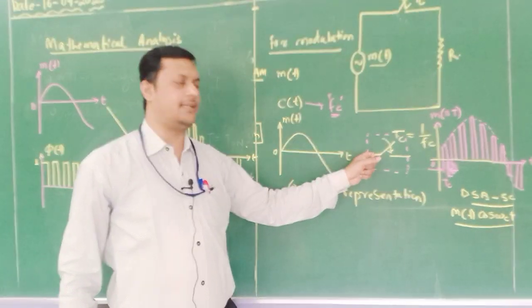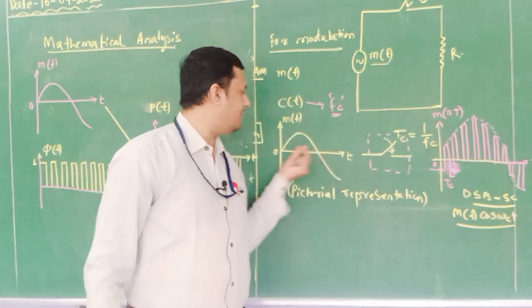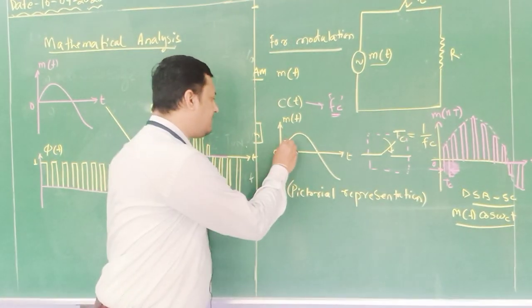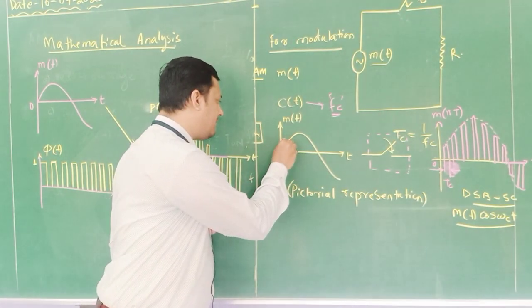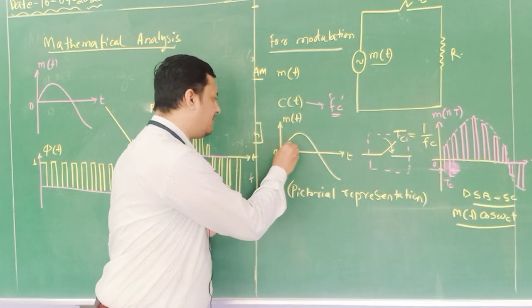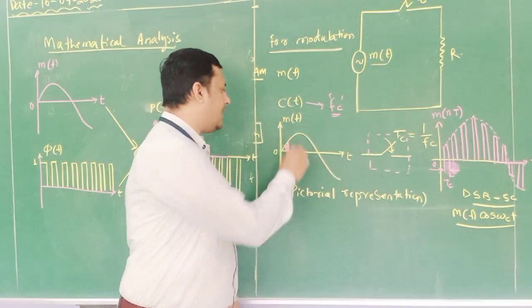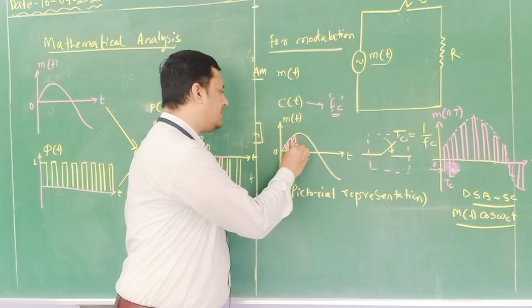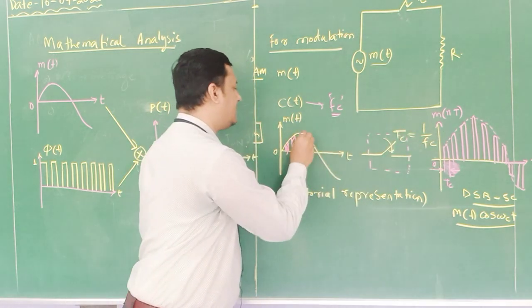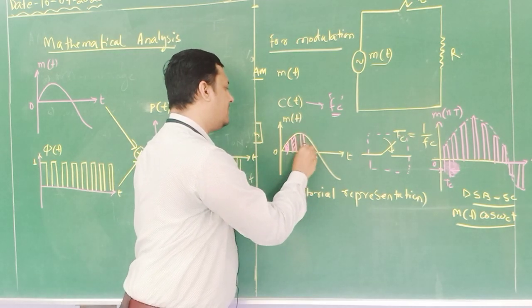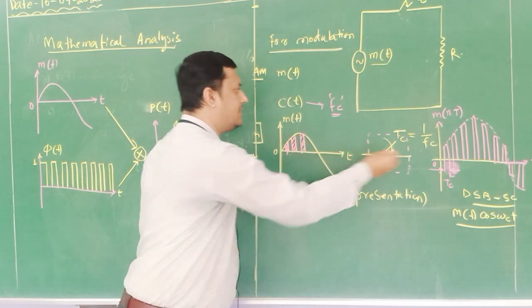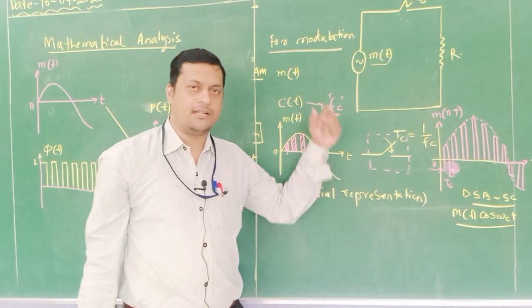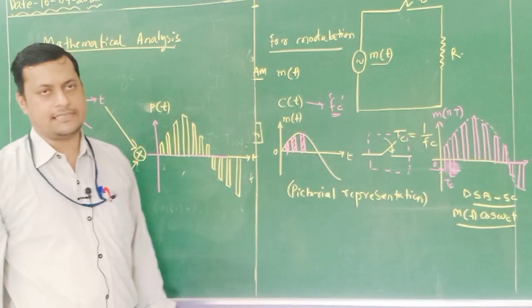When the switch is on, the first sample is available. For this particular part, if I represent it, this part is available. Then again when the switch is off, the other part is not available. So the sample is available here. Then again when the switch is on, another part is available. Like that, n number of samples will be generated.